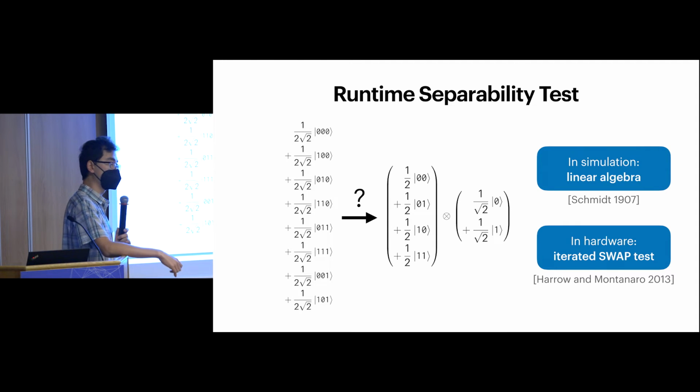So we also have a proposal for how to do it in hardware. In hardware, it turns out that there is a family of relatively lightweight testing approaches based on something called the iterated swap test that can actually be used to determine whether a state is separable or not. And I'll refer you to the paper for more theoretical details on this.